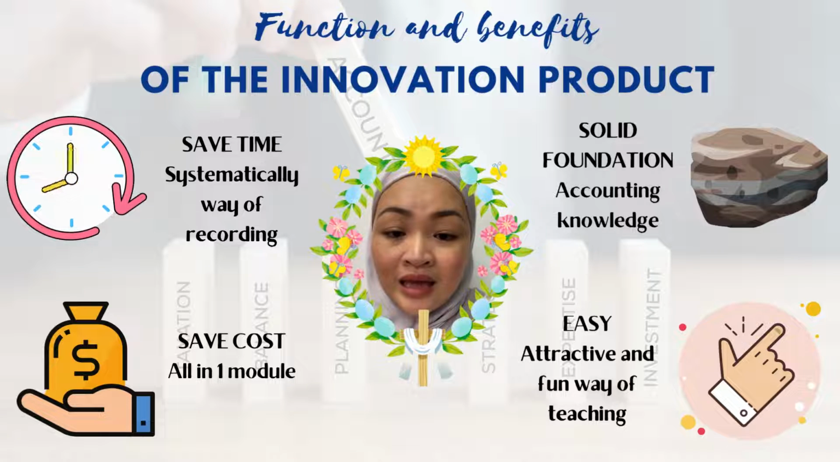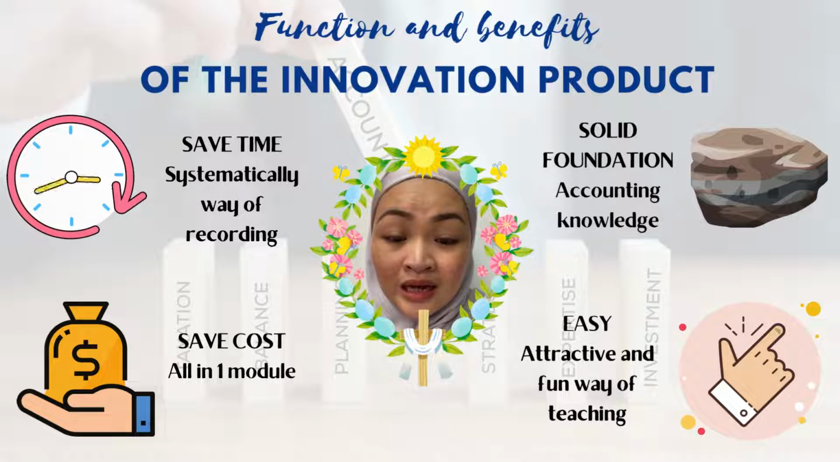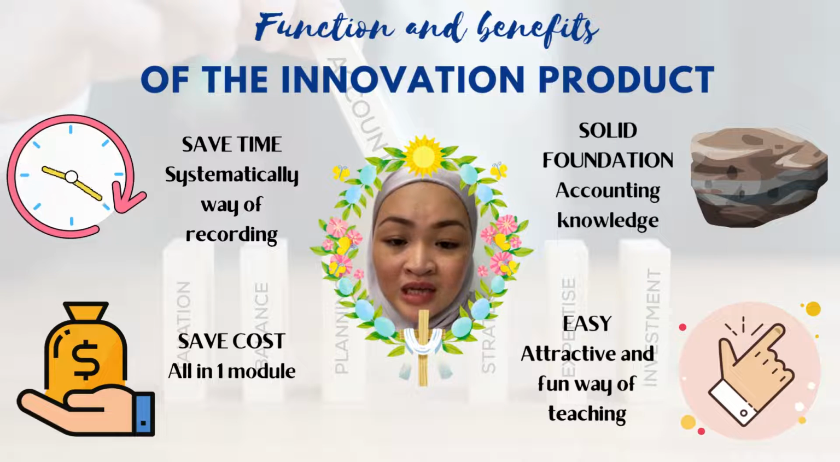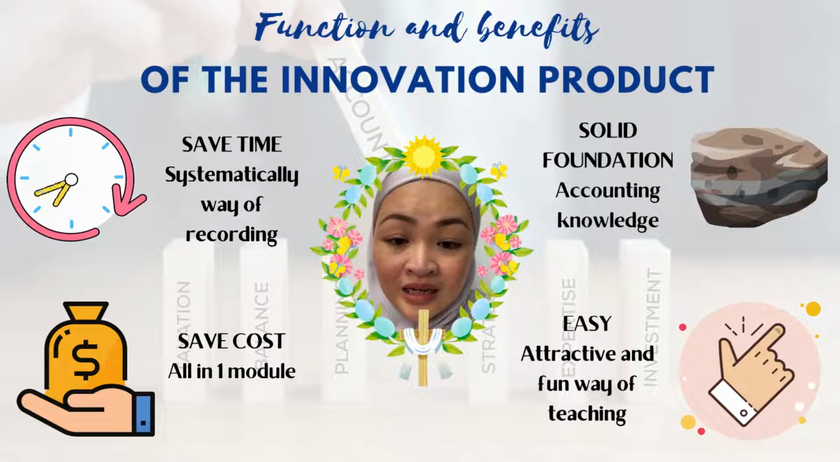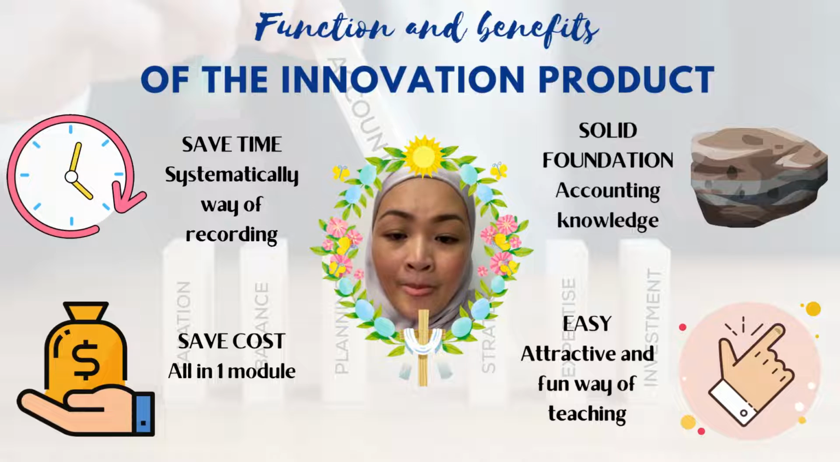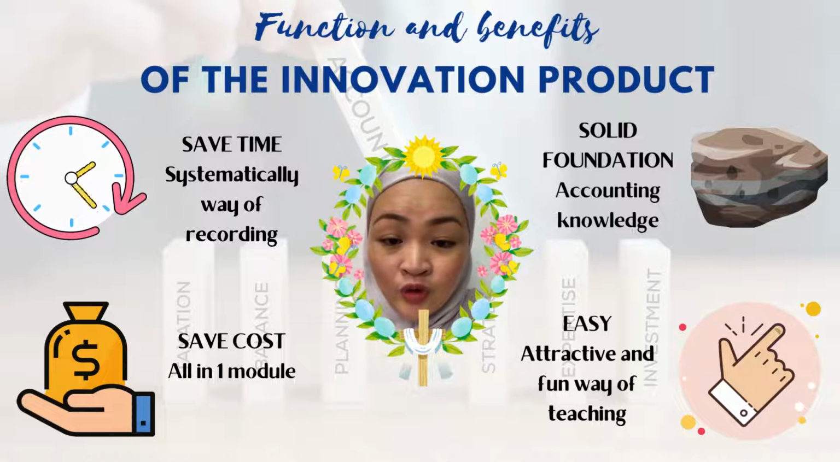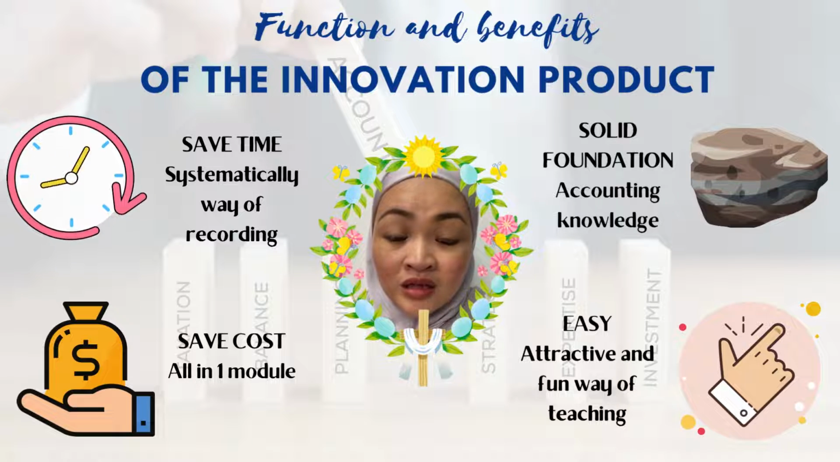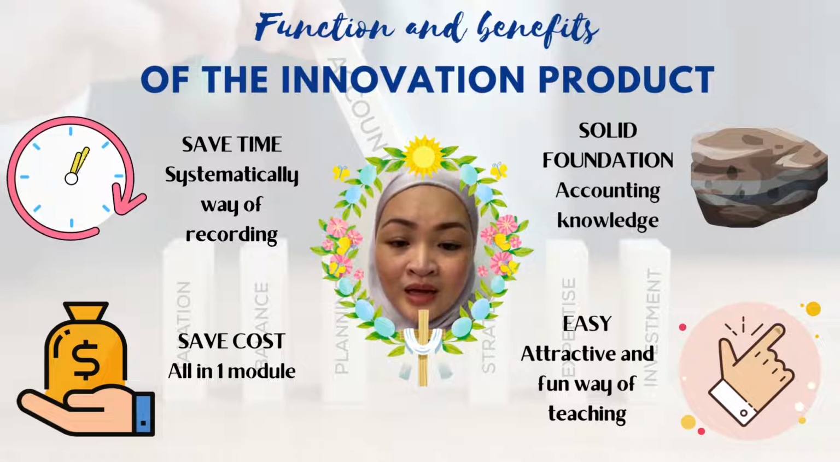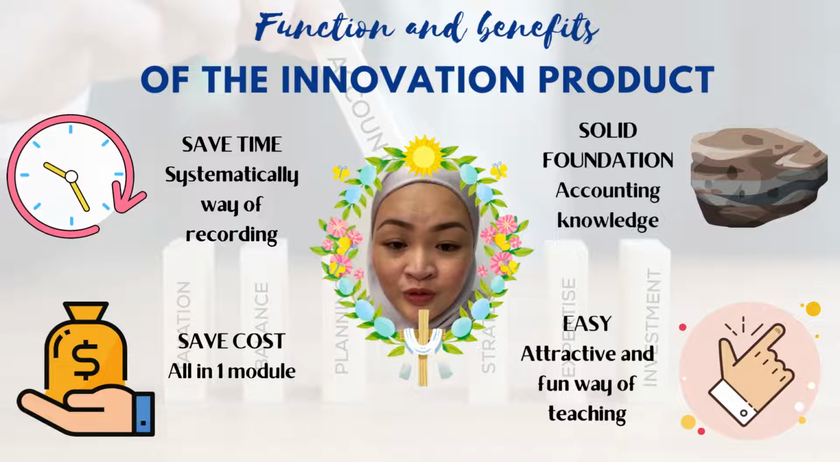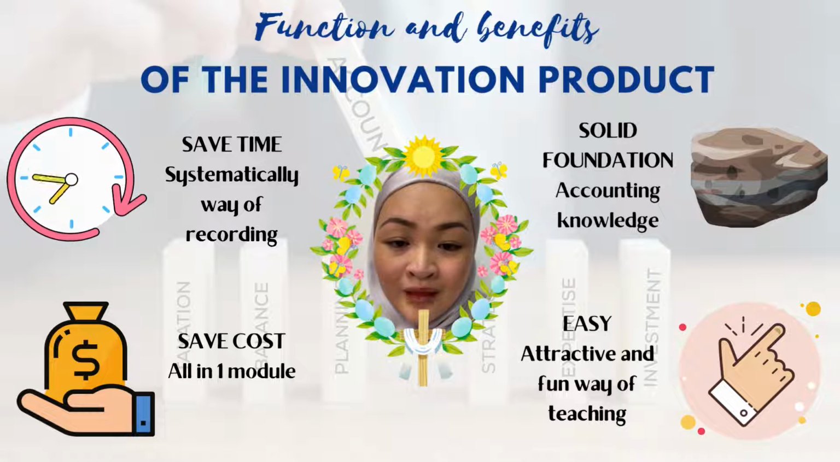Next are the functions and benefits of this innovation product. Number 1 is save time, because by using this module, students will systematically record all the transactions by using the debit credit simplified, the magic table and the checklist. Next is save cost, because this module is an all-in-one module which contains structured questions and also attractive notes. So students don't have to buy different books or different modules to have them both.